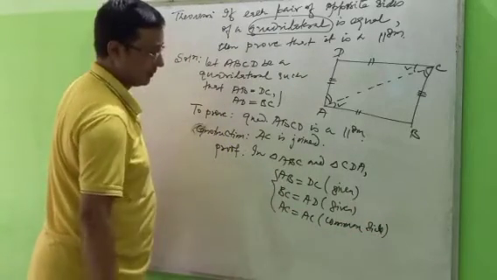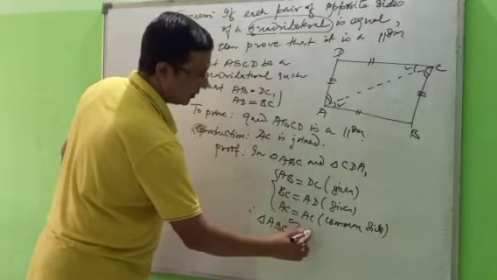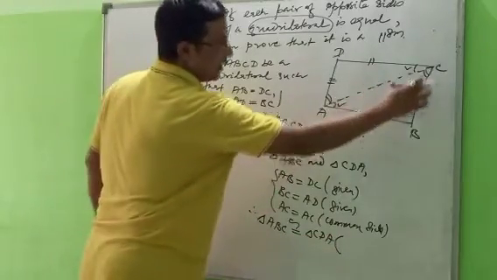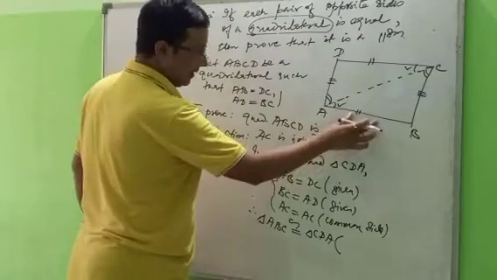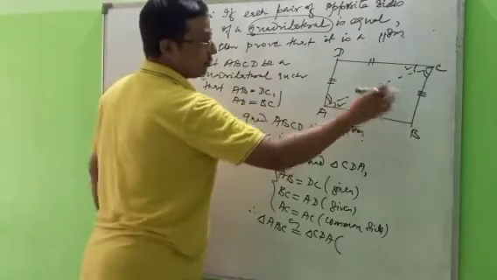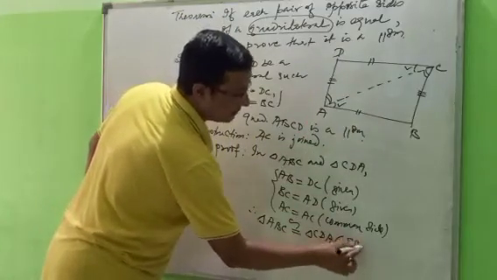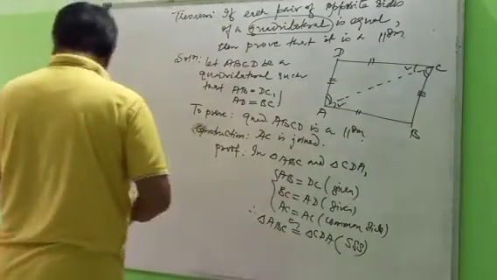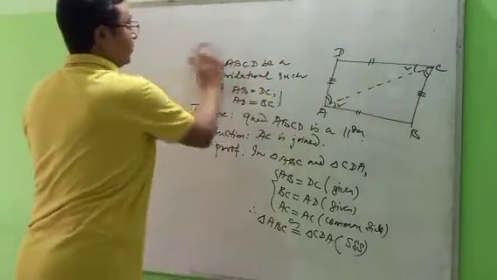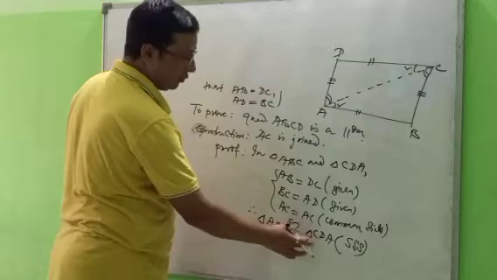So you have got the three conditions. Therefore, triangle ABC is congruent to triangle CDA by side, side, side. In triangle ABC, you took the side AB, the side BC, and the common side AC. So the triangles are congruent by SSS. Now as the two triangles are congruent, you have got that the corresponding angles are also equal.